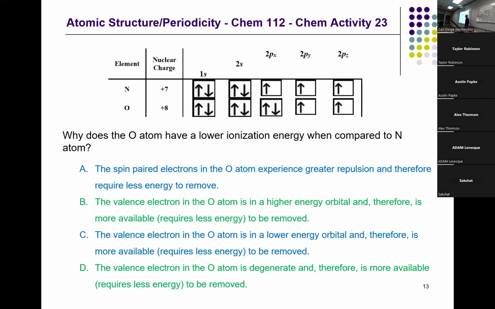None of these other statements are valid or correct. Like they all say require less energy, but the valence electron in the oxygen atom is in a higher energy orbital. Well, no, it's still in the 2p. The valence electron's in a lower energy level. No, that's not true. The valence electrons in oxygen are all degenerate. Well, it's true they're degenerate, but the reason is we're starting to pair them.